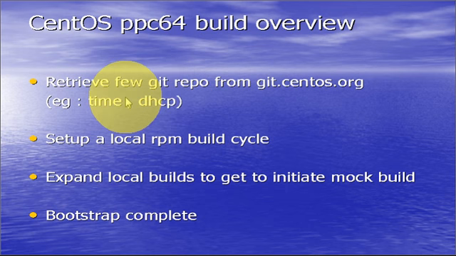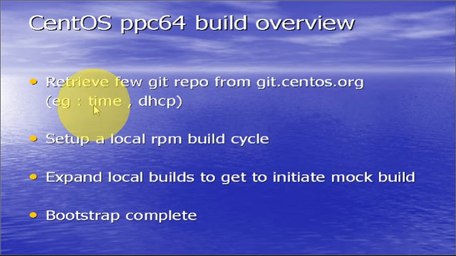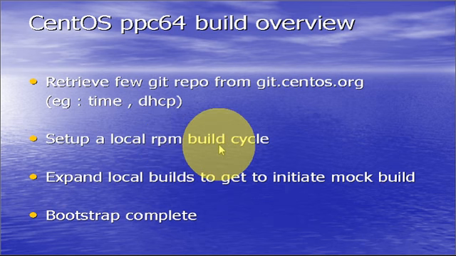One is time and another is DHCP. As a first step, I will get the source code of time from the CentOS Git repository, which is git.centos.org. Once I have fetched the source code, I would do a local RPM build of time and DHCP using the rpmbuild utility.